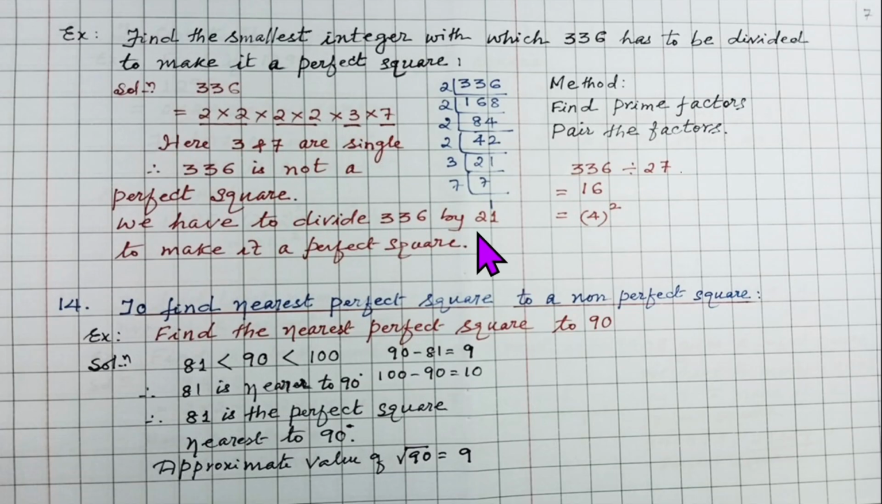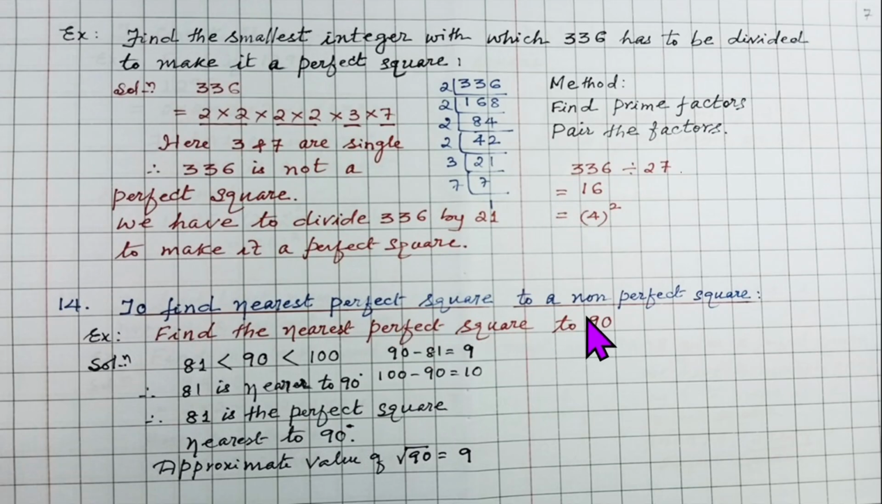So when I divide 336 by 21, I get 16, and you see that 16 is a perfect square, that is 4 squared. Therefore, to make 336 a perfect square, we have to divide it by 21, because 3 and 7 are single, and 3 into 7 is 21. So divide 336 by 21, and we get a perfect square. So that is the method.